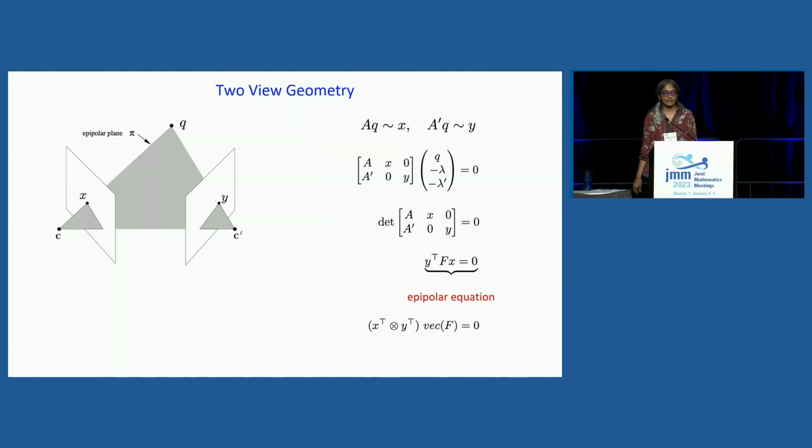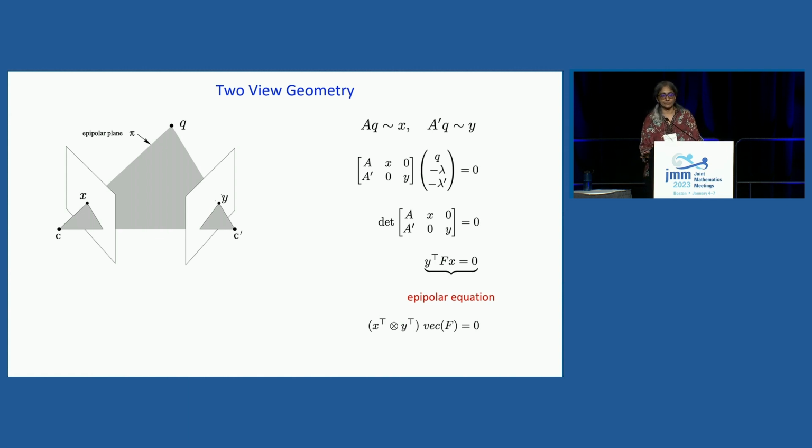Okay, so now let's convert this reconstruction question, let's rewrite it in a different way. So I have two cameras, as we saw. So in this picture, you see the two cameras as the two rectangular boxes. And then each one of them has a center. So the center of the first camera is C, and the center of the other camera is C prime. And let's say we're taking a picture of this world point Q. It images as X in the first camera and as Y in the second camera. Okay? So this means that I have the equality that AQ is X.